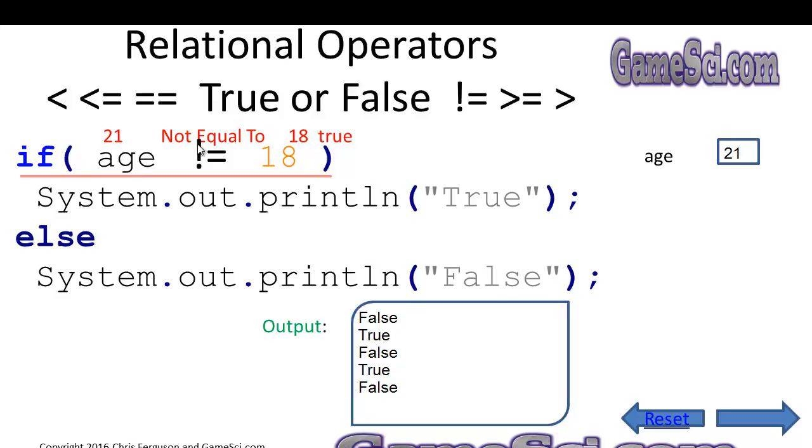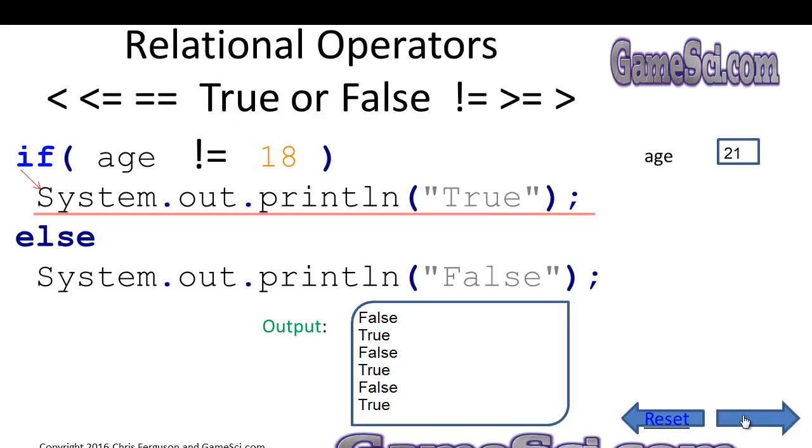So, as a not equal relational operator, it is going to be a true statement and it's going to execute the code in the if block. Once again, the true shows up on the output, right? And after it executes the System.out.println, it will skip past the else. So there you have it. Those are the 6 different relational operators.